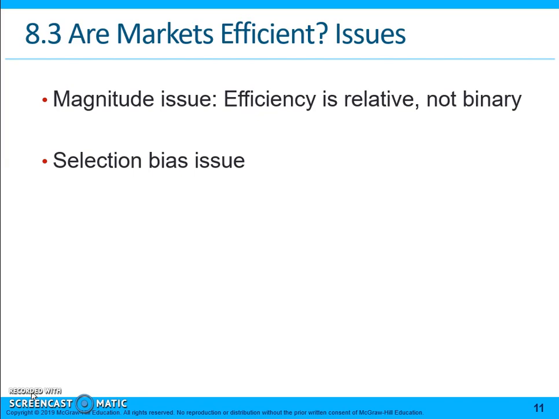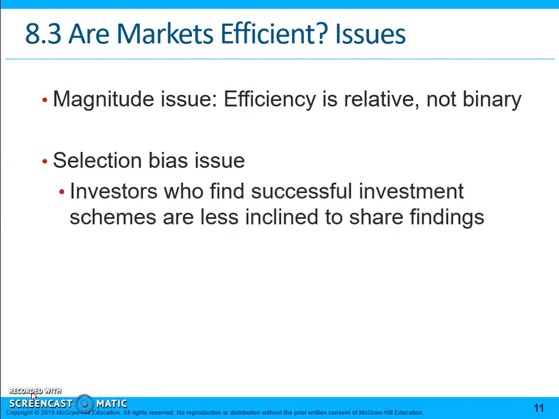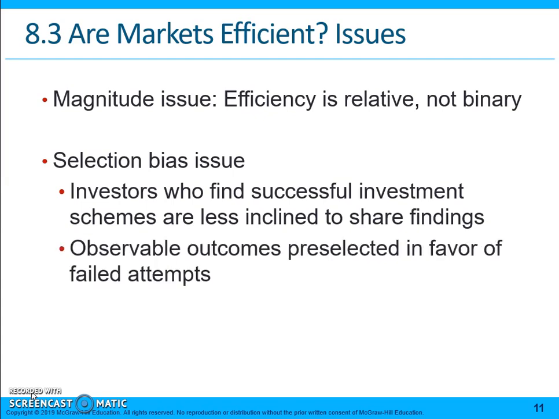Selection bias issue. The idea being that investors who find successful investment schemes, strategies, and so forth aren't likely to share their findings with us. On the other hand, those that fail are likely to share those findings. So the outcomes we see are more likely to be failed attempts than successful attempts.